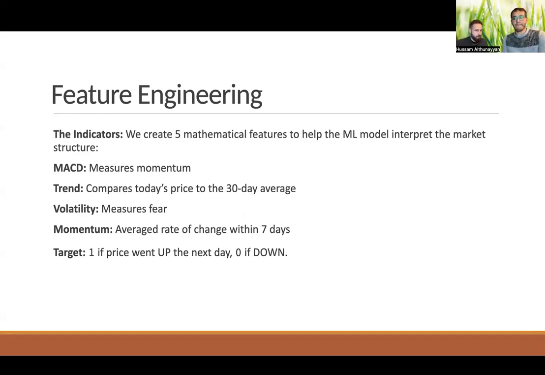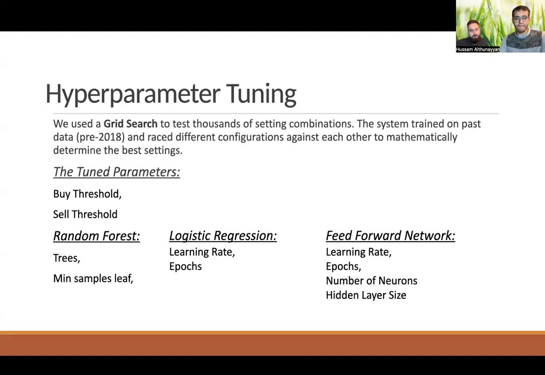So to help these models understand the data, we had to create five mathematical features, which are the MACD, which measures momentum, and it tells us whether it's speeding up or slowing down. The trend, which compares today's price to the 30-day market average, like are we up or are we down? And the volatility, which measures how nervous the market is based on the recent price changes. And then the momentum, which is the average change over the last 7 days, and the target, which is a binary value, which represents whether we were up or down.